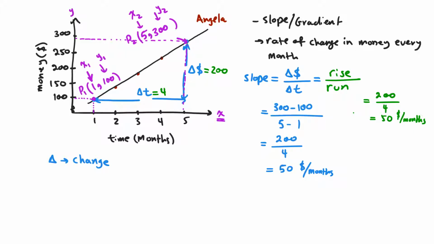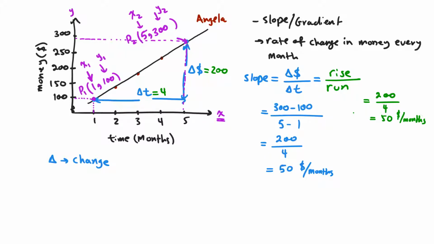Notice that when we were solving for our slope originally, we used the value of 300 here, which is my y2, and we subtracted 100 from it, which is my y1 over here.